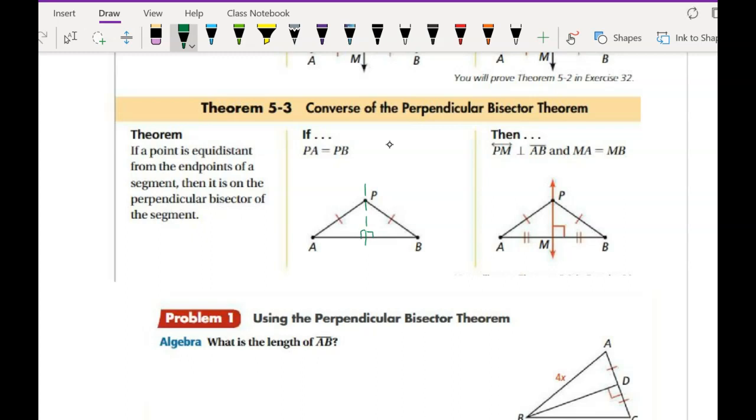Now what else does that tell me? Well, that also tells me that these segments, let's call this point M, that AM is congruent to MB. So you can always work backwards. This may be a little bit slippery, and it's okay to watch it again if you need some extra time. So let's go ahead and take a look at problem number 1.